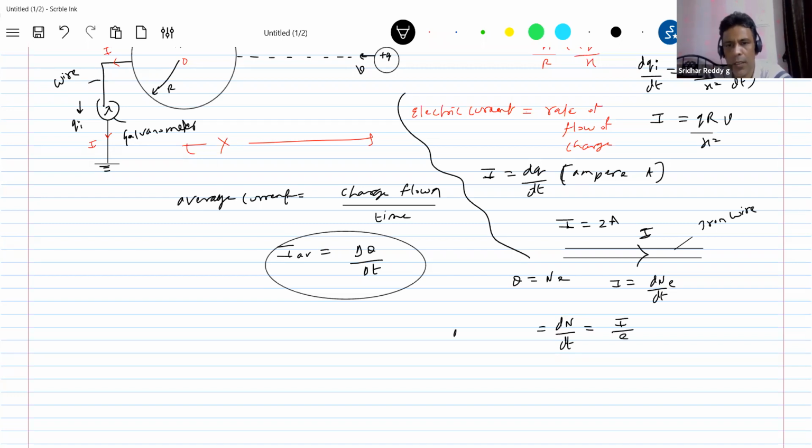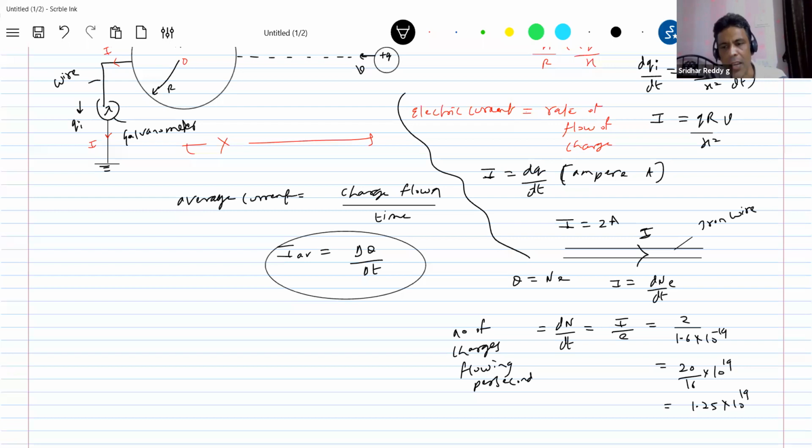So this is what number of charges flowing per second. So 2 ampere, charge of electron 1.6 into 10 to the power of minus 19. So 20 by 16, 10 to the power of 19. 10 by 8, 5 by 4, or 1.25 into 10 to the power of 19. These many electrons per second will be flowing through the wire if a 2 ampere current is said to be flowing. I think it's not a small number, no?